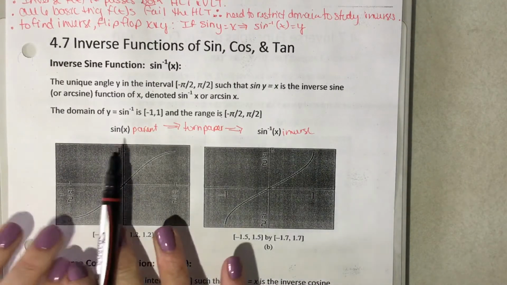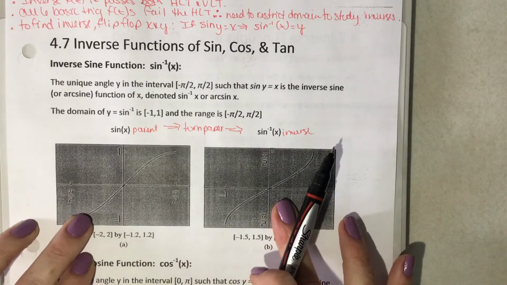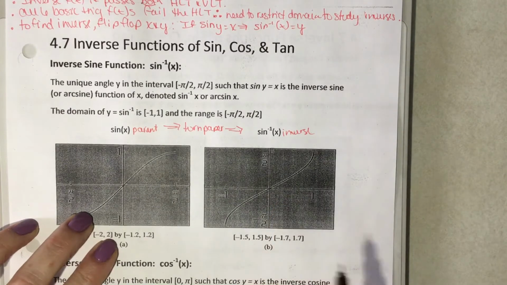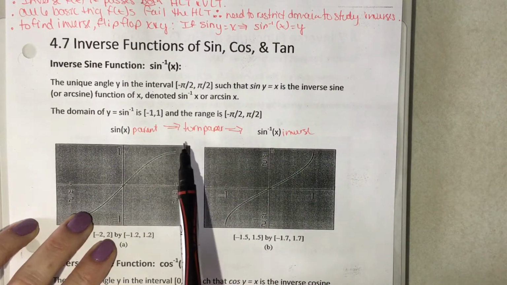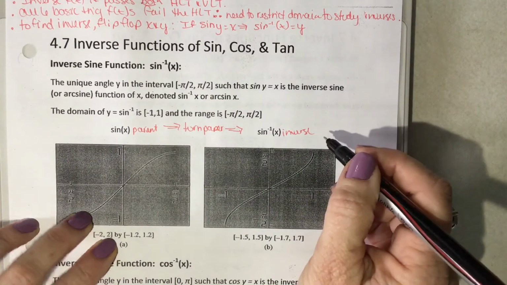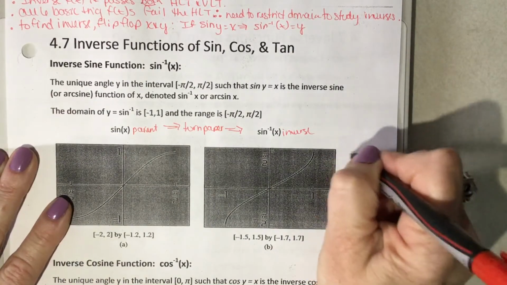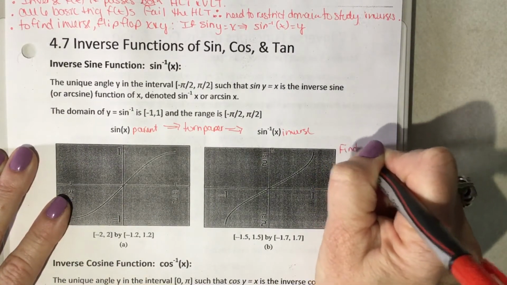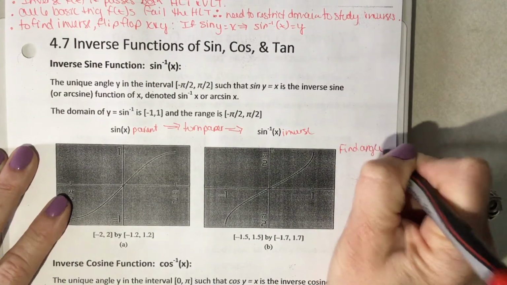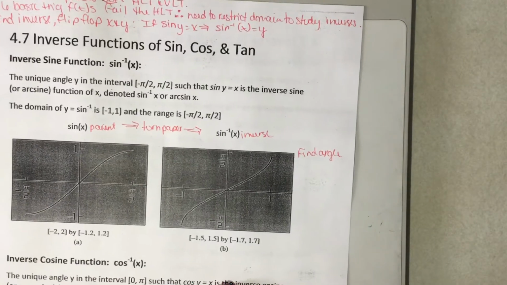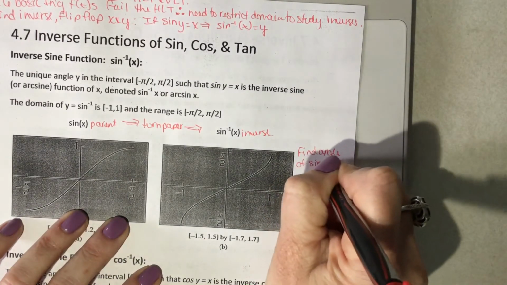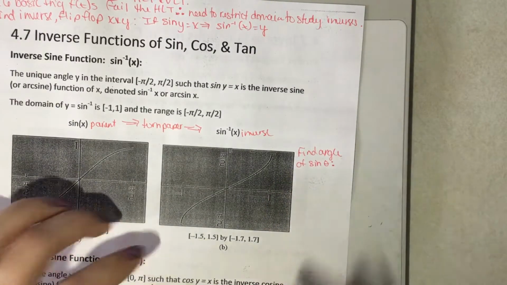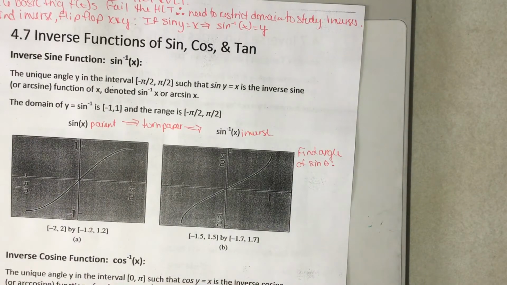Okay, so that's going from parent to inverse. So now what we're saying is that when we're looking at inverses, and we remember our whole goal is we want to find an angle, I want to find an angle of sine of theta. Okay, so how do I actually do that?